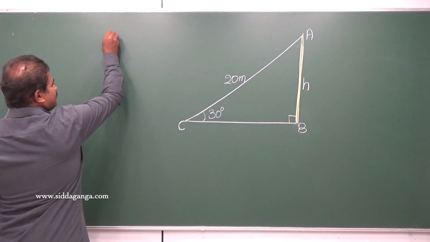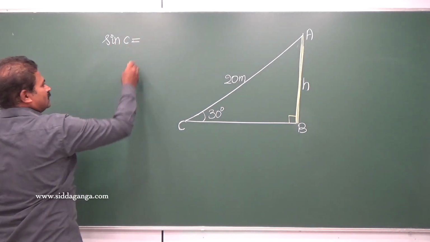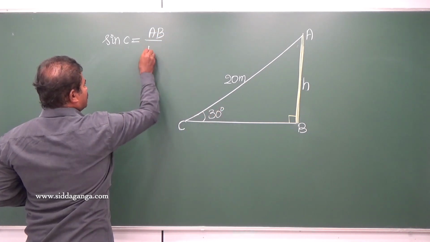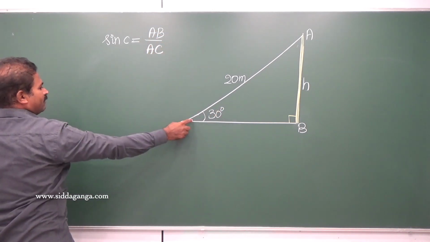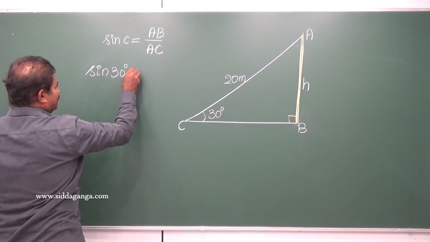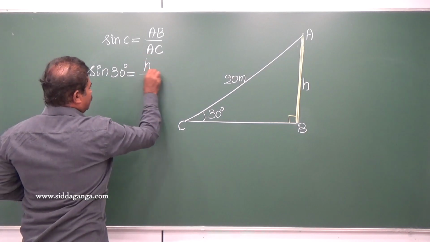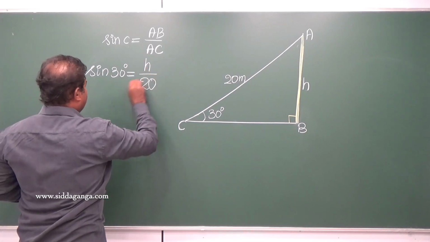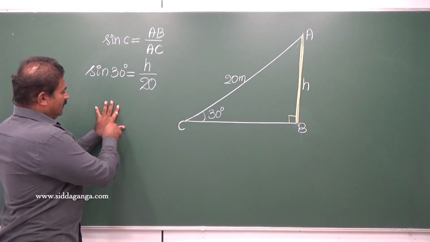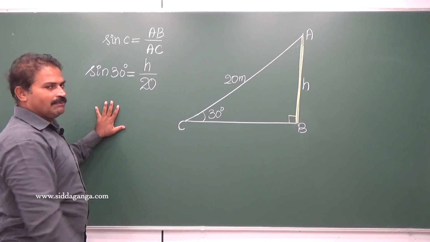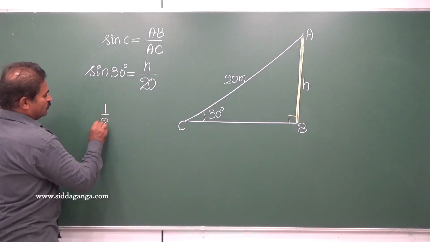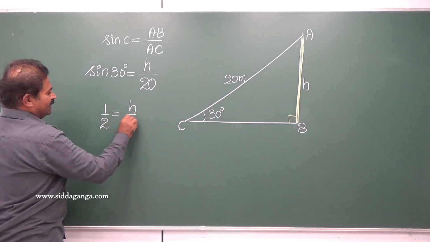So here sine C is equal to opposite side AB divided by the hypotenuse. Hypotenuse is AC. So you have 30 degree at C, you have sine 30 degree which is equal to H, you need to find out, and AC is 20. What is the value of sine 30? The sine 30 is, 0 degree, 30 degree, you are left with one finger. This is 1 by 4 and root of that, 1 by 4 root of that is 1 by 2, which is equal to H by 20.